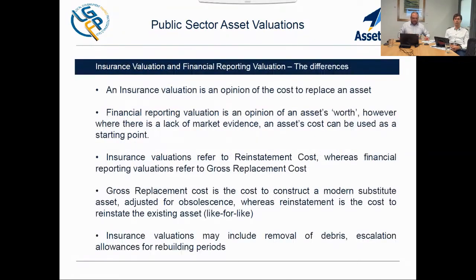Okay. So as we mentioned at the start of the presentation, we've got Nathan Turner joining us from JLT. Nathan manages the mutual insurance scheme, which AssetVal provide valuations for. And given that there is a lot of synergy between insurance valuations and financial reporting valuations, we thought it'd be just a good opportunity to talk about those.